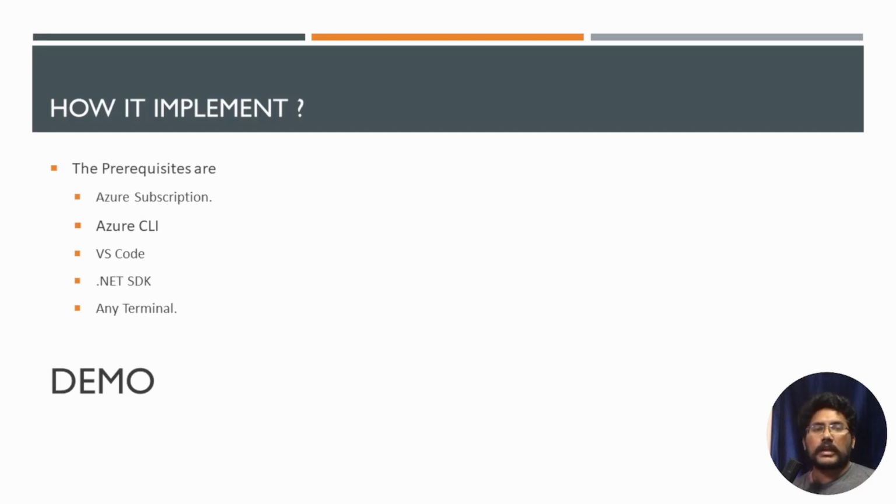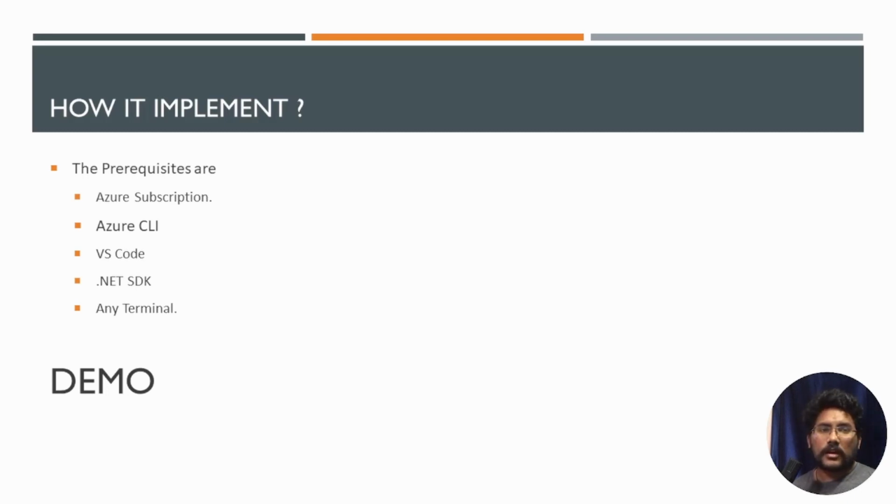Next is the Azure CLI. Once you have the credentials and a sandbox account, you can log in with the email ID which is provided, using that sandbox account on your desktop. Then we need VS Code, which is the IDE we'll be using. Next, the .NET SDK needs to be installed, and any terminal is enough to run some commands. So that is what we'll be seeing overall.